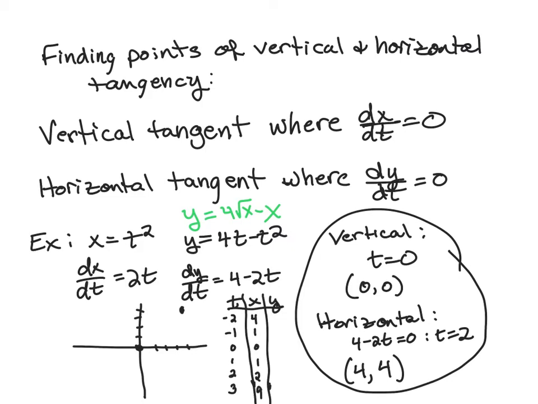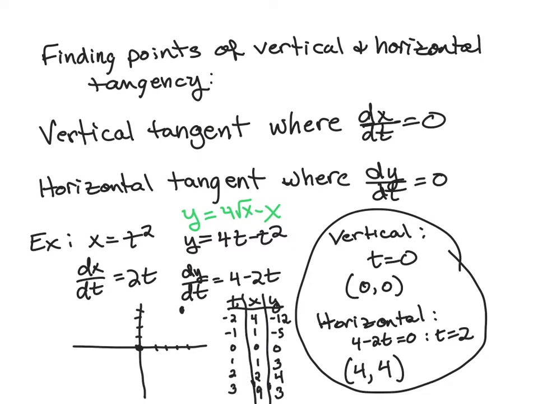And now for y, I'm going to plug in a negative 2 for t. This is minus 8 minus 4 gives me negative 12. Well, that's off my graph. But at least we know where it's coming from. Plugging in a negative 1, I'm going to get negative 4 minus 1 gives me negative 5. Plugging in a 0, I get 0. Plugging in a 1, 4 minus 1 is 3. 2 gives me 8 minus 4, and 3 gives me 12 minus 9. Oh, it's starting to come back up.